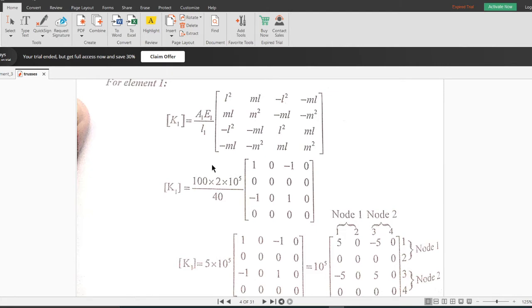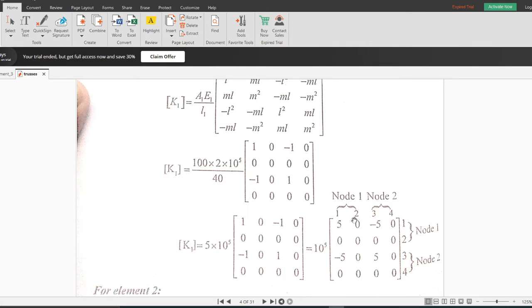Therefore, you will get 5 into 10 raised to 5. Keep 10 power 5 outside and multiply 5 inside. Then you will get the matrix like this. Now, element 1 belongs to what nodes? Nodes 1 and 2.